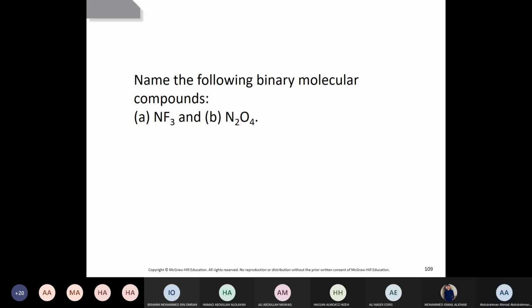Okay. These are some questions I gave you. Name the following binary compounds. What's the name of this one? Nitrogen trifluoride. Nitrogen tri, because it's non-metal with non-metal. Fluoride. Good. How about this one? Nitrogen tetroxide. Good.